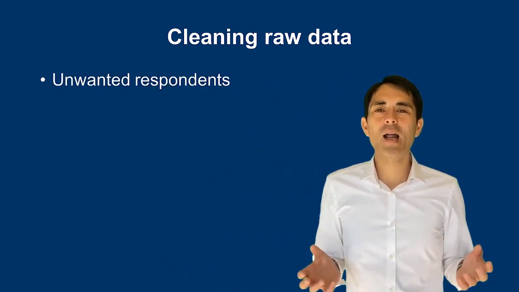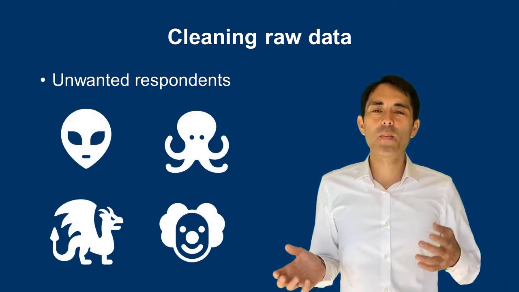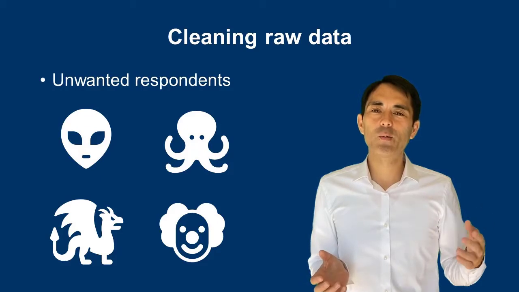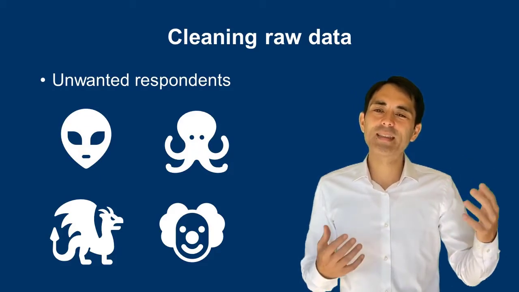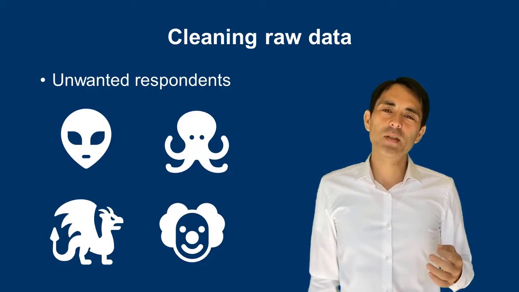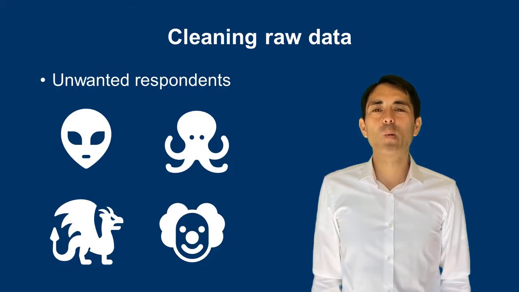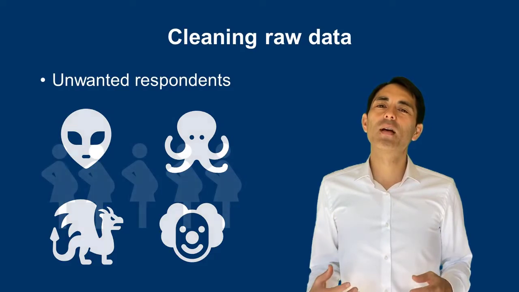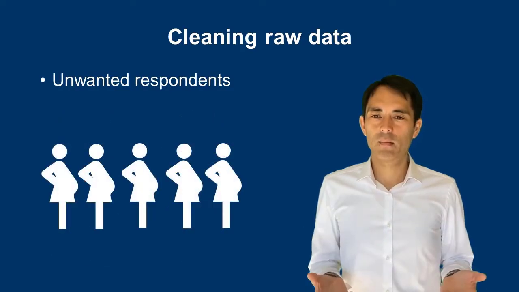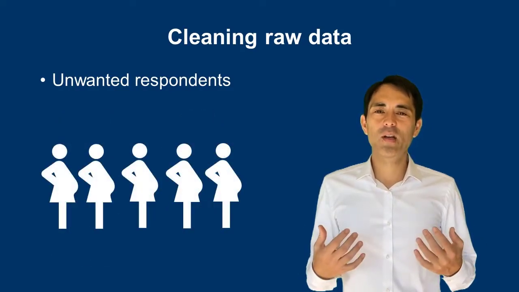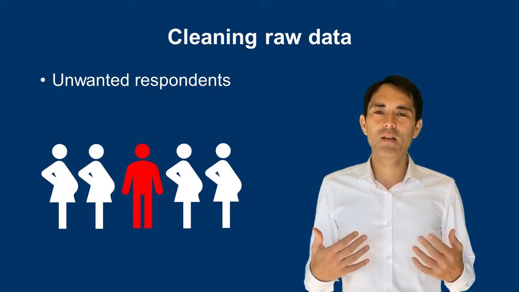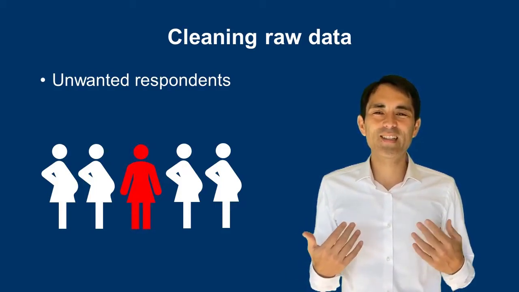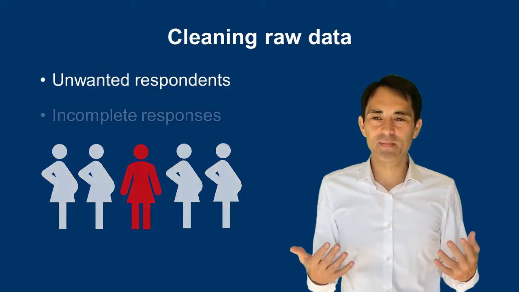First, we can think about unwanted respondents. You may include some filter question at the beginning. Remember, when we talk about survey design, you can filter data. To give an example, you would like to conduct a study about pregnant women. Then maybe also men or women who are not pregnant responded to your survey. Then it doesn't really make sense to analyze that data.